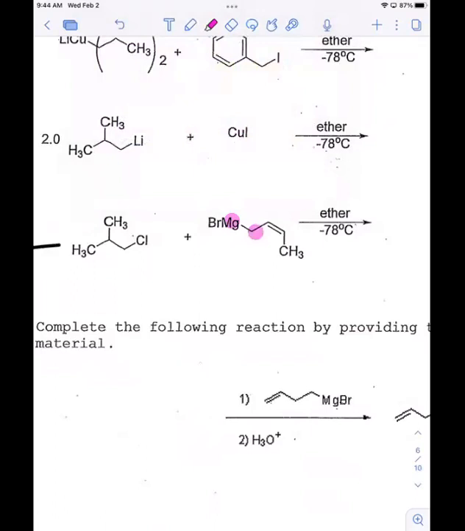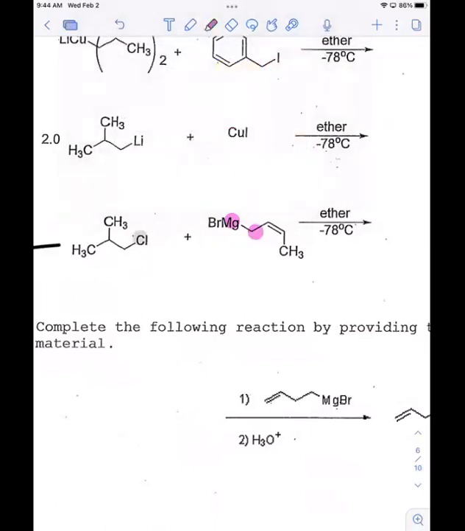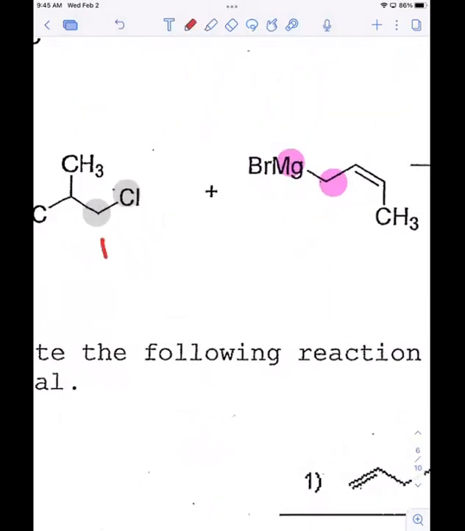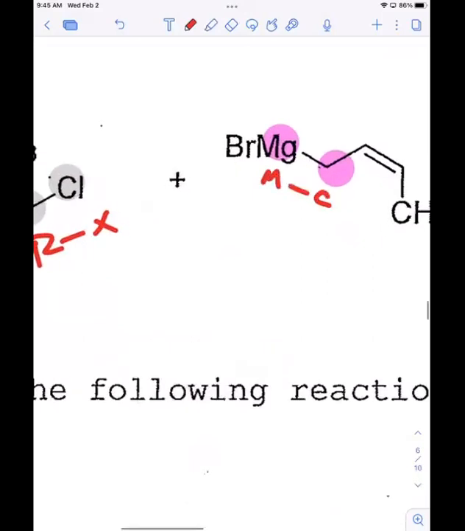And over here, I can also find RX. This is the halogen or leaving group, because it doesn't have to be a halogen. There are different types of leaving groups that can work here. But since we're talking in the vein of alkyl halides, we kind of narrow it down to that. And this is the carbon that's attached to that. So this is RX, and this is CM.